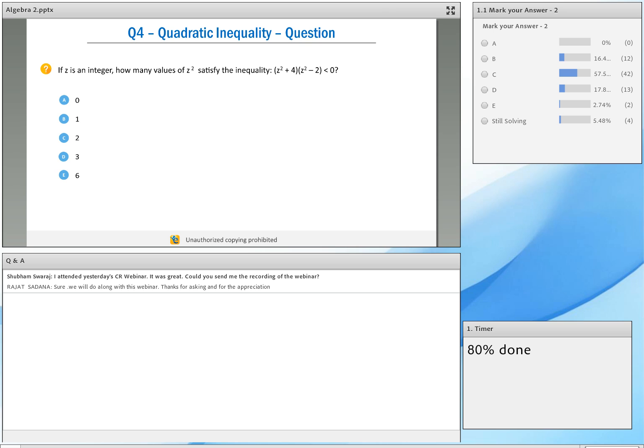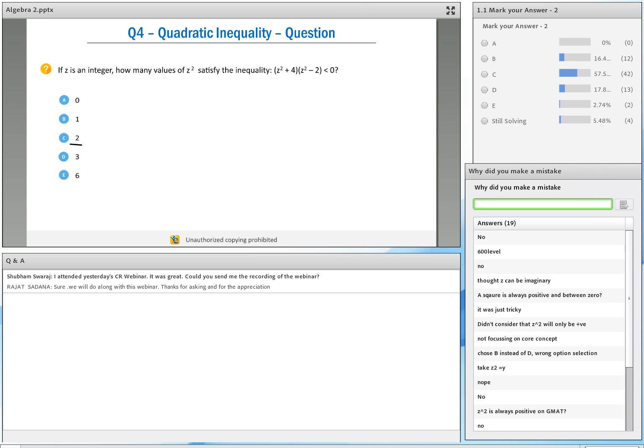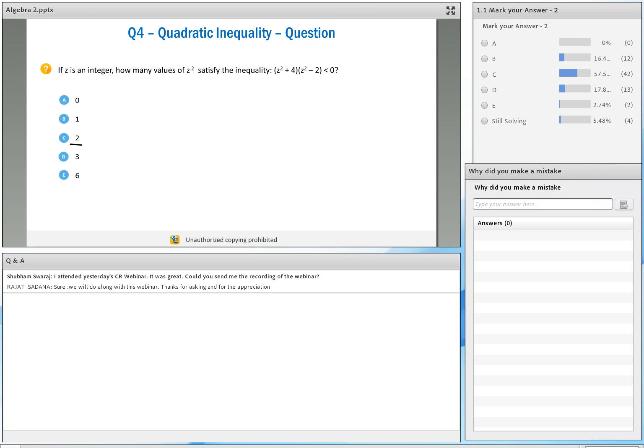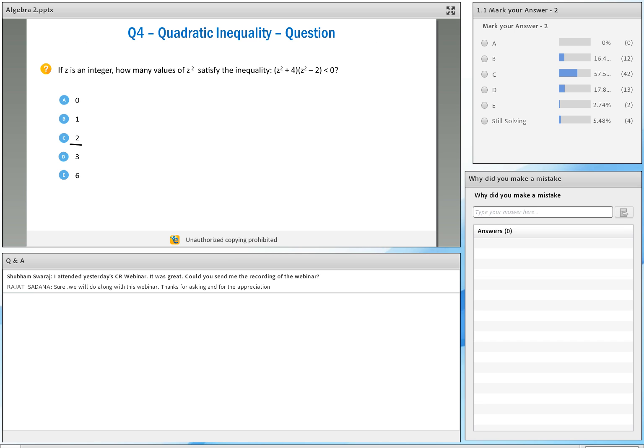Why? So what do we have to find? What does the question ask us? How many values of z square satisfy this inequality? And what's the constraint given to us? That z is an integer.